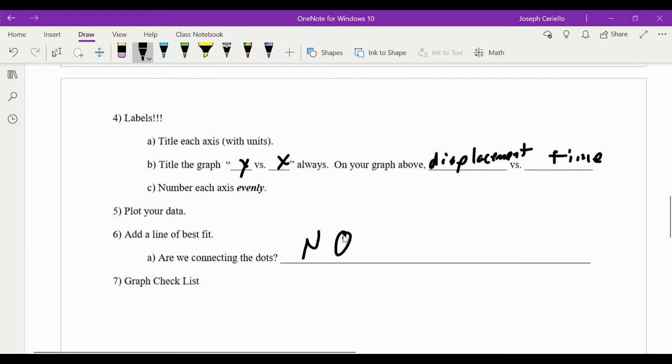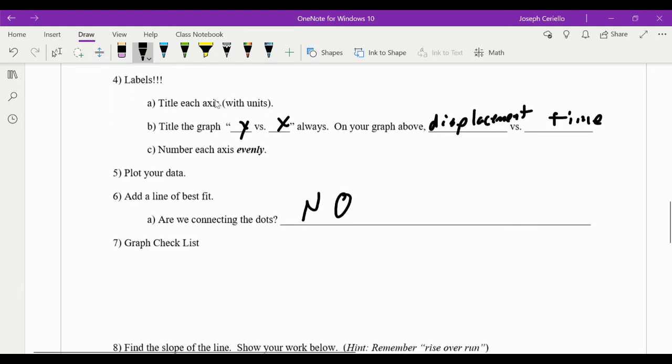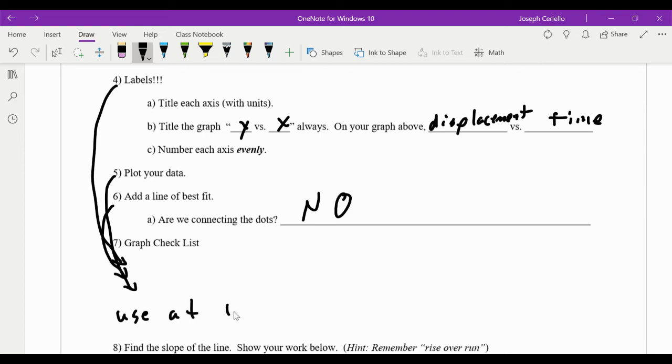Now, this graph checklist thing. In the past I used to give students a graph checklist, but this is what's on your graph checklist. Did you label everything? Did you plot your data well? Did you add a line of best fit? I'm going to add one more thing though. One more thing is, did you use at least half the area? Okay, so make sure your graph isn't just bunched into one corner of the given area.